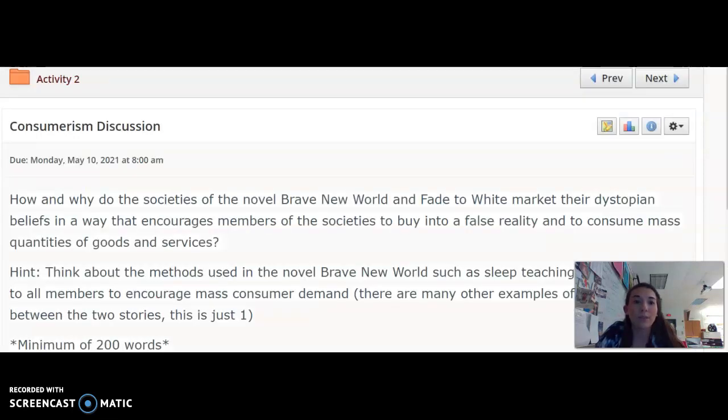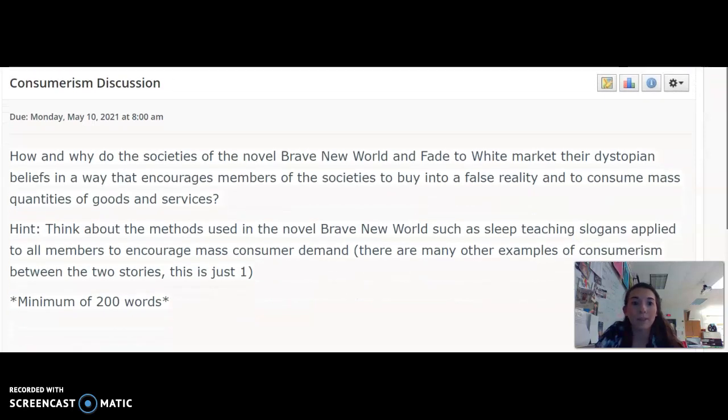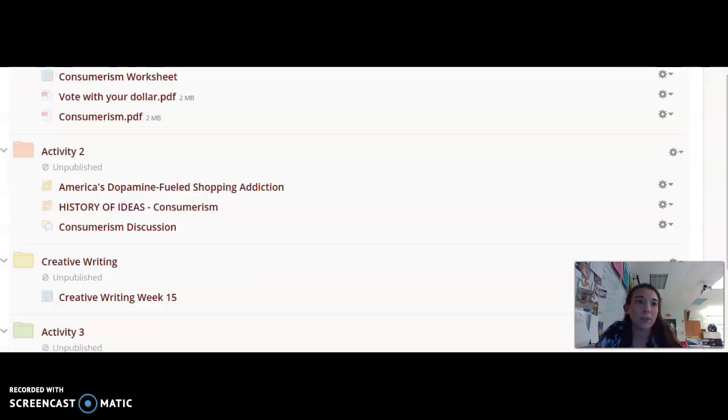How and why do the societies of the novel Brave New World and Fade to White market their dystopian beliefs in a way that encourages members of the society to buy into a false reality and to continue to consume mass quantities of goods and services? Hint, think about the methods used in the novel Brave New World, such as sleep teaching slogans that are applied to all members to encourage mass consumer demand. There are many other examples, which is what I'm looking for in this discussion post. A minimum of 200 words.